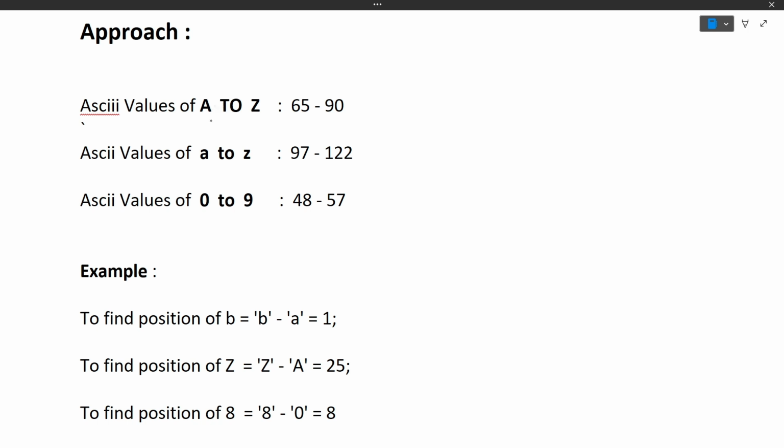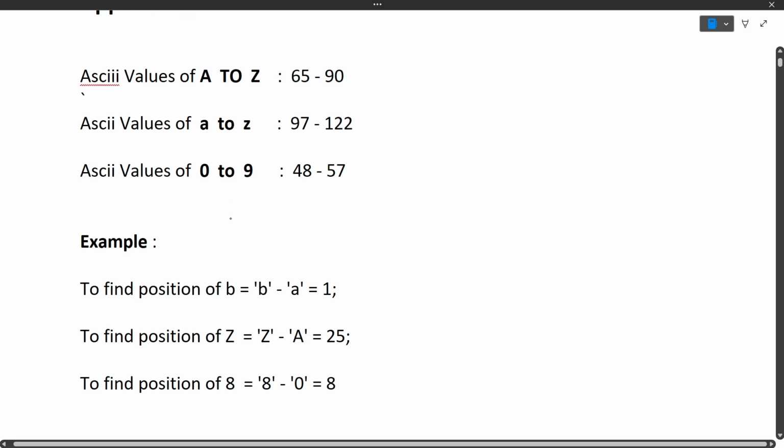Okay, so the ASCII values of uppercase A to Z lie between 65 to 90, 65 being the ASCII value of capital A and 90 being the ASCII value of capital Z, and in between, 66 will be for B and so on. Similarly, ASCII values from small a to small z are from 97 to 122, 97 being the ASCII value of a and 122 being that of z. Similarly, the ASCII values of the characters 0, 1, 2, 3 are between 48 to 57, 48 being the ASCII value of character 0 and 57 being the ASCII value of character 9. I hope you have understood this.